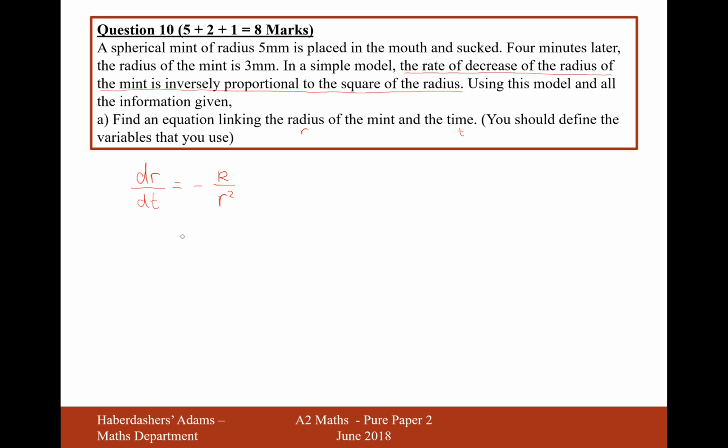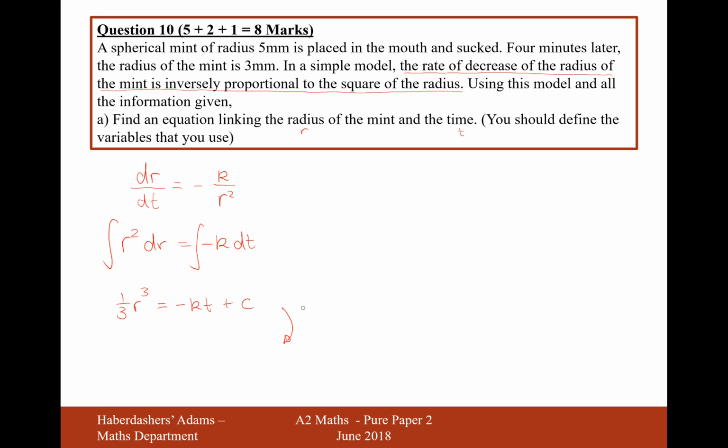We now need to solve this differential equation by moving the variables onto the correct side. So we'll times by r squared onto the left, and we'll times by dt onto the right. So here's our rearranged differential equation, and now we can integrate both sides. So integral of r squared dr, that's going to be 1/3 r cubed, and on the right hand side it's going to become minus kt plus c. Okay, so now what we need to do is work out what k is and what c is.